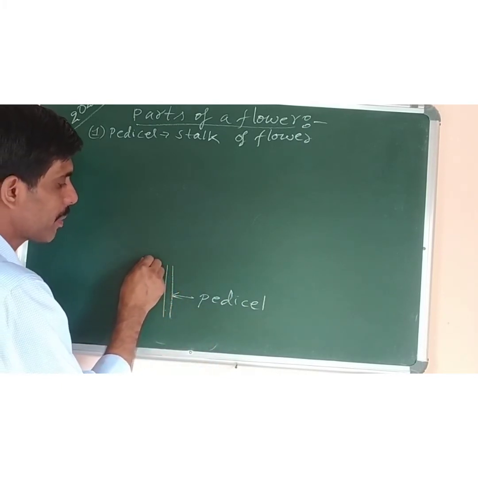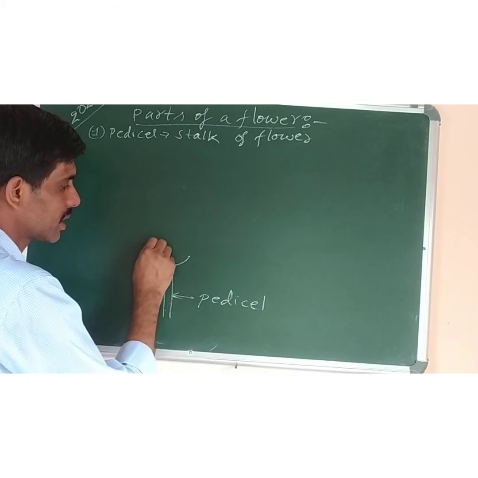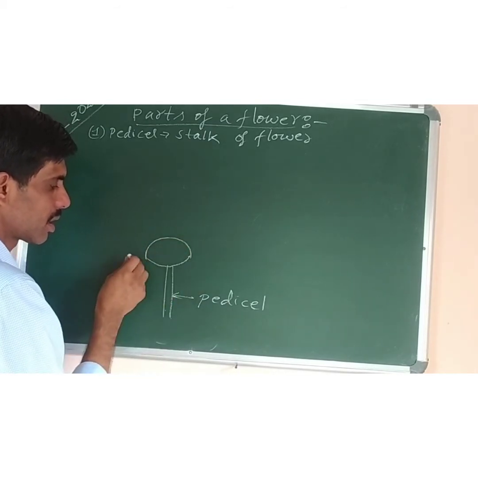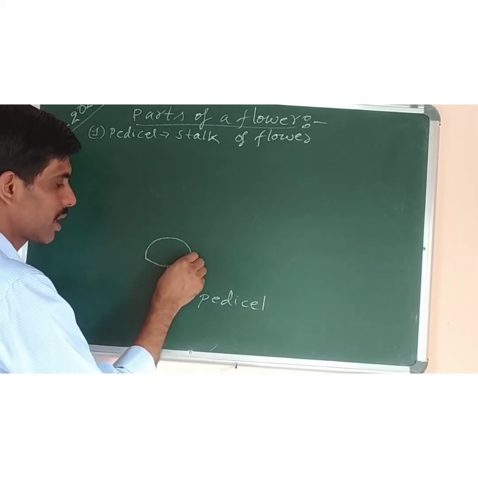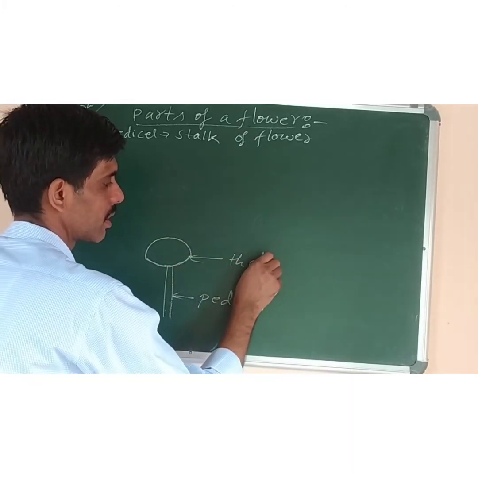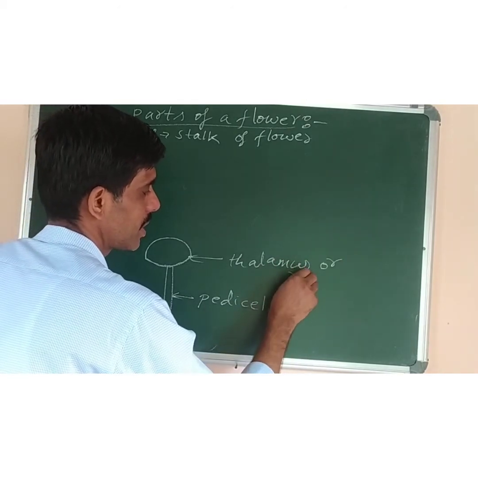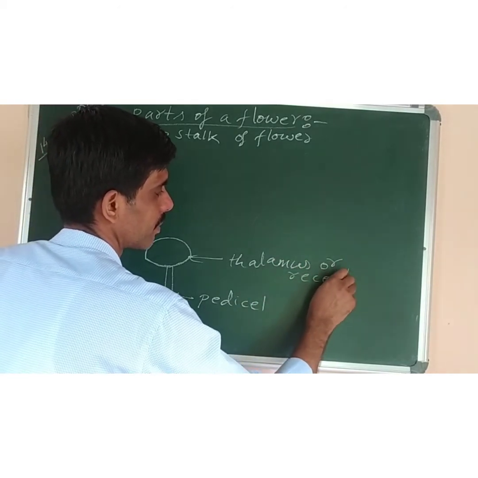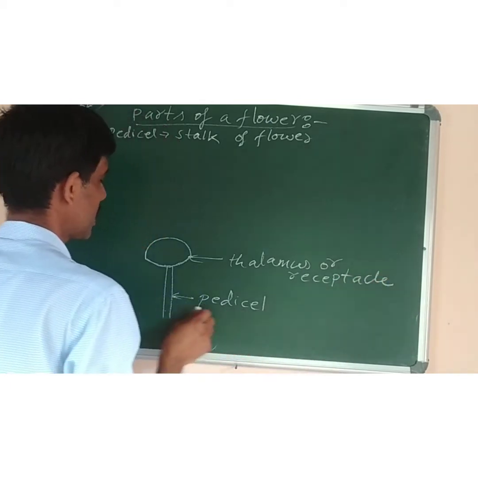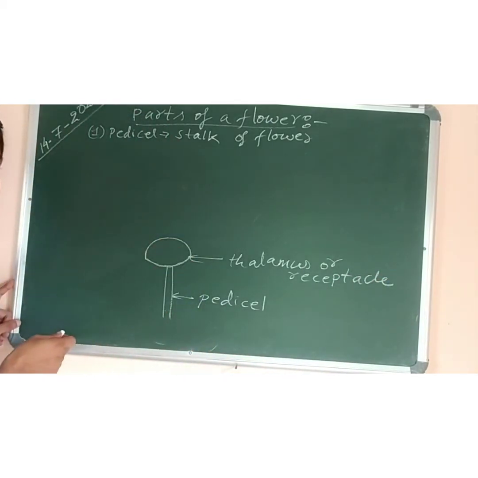Now the tip of the pedicel is somewhat broad or flat or swollen, you can say, like this. It's flat, big, swollen. This is known as thalamus or receptacle. What is it called? Thalamus, or the other name is receptacle. Alright. Now on this receptacle or thalamus, all the floral parts are borne.